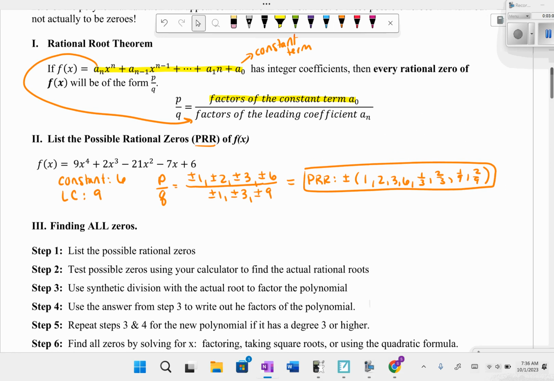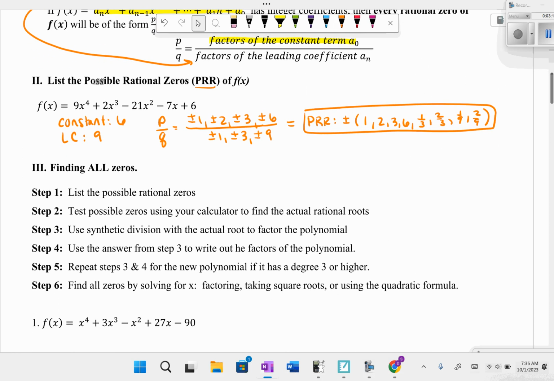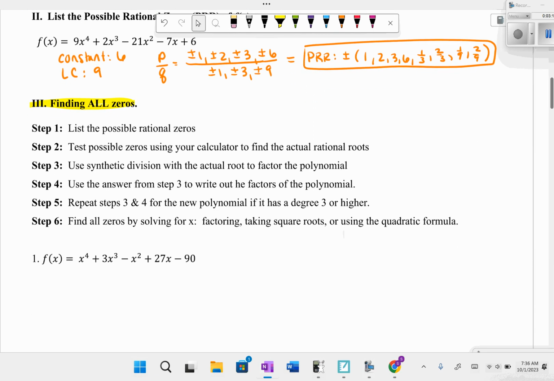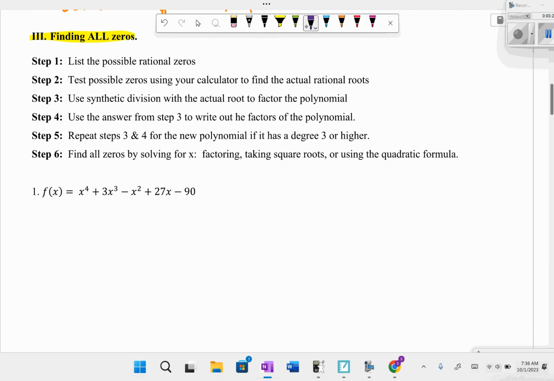So why do we do that? It's because listing these possible rational roots is going to help us find all the zeros. So that's what we're doing next. We're going to find all the zeros in the polynomials. So the first step is to list the possible rational zeros. So looking at this polynomial equation, we're going to do step 1. So we're going to list the possible rational zeros.